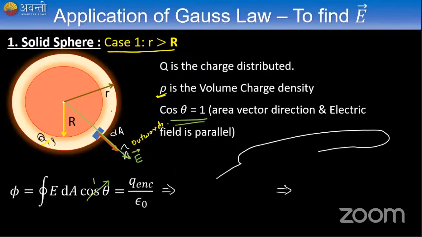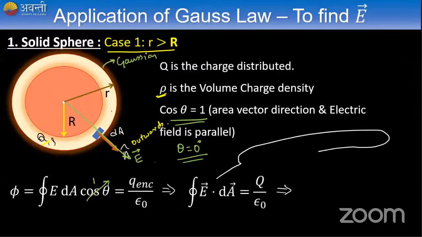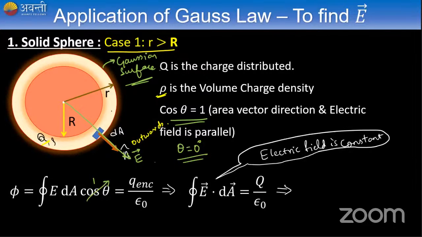Yes, guys, please click on it. Next, we'll try to simplify. Since my theta, the angle between E and n cap, is 0, my cos theta tends to 1. Now the remaining thing is integral E dot dA, equal to the charge Q enclosed inside this Gaussian surface. Remember, the equipotential surface will become my Gaussian surface. The Q enclosed inside this Gaussian surface is capital Q, divided by epsilon naught, since it's kept in a vacuum or air medium. Now the electric field emerging out of this charged sphere is constant or uniform.